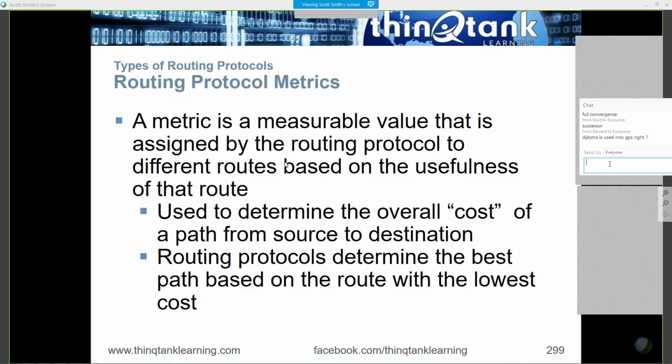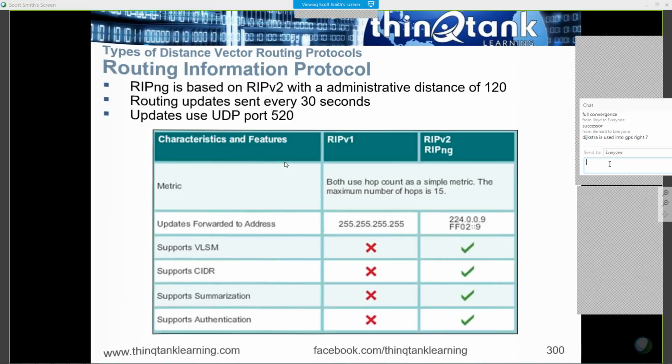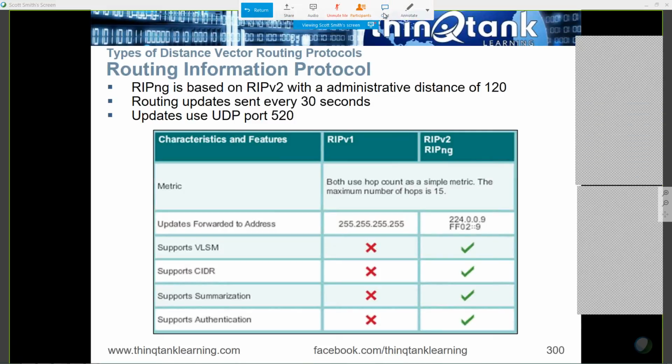All right, so let's wrap up this chapter by breaking down individual protocols. I'm going to point out several different components of each of these protocols. You are going to have to know this for the exams. RIP next generation, that is the V6 version of RIP. It's based on RIP version 2. RIP has an administrative distance of 120. Routing updates are sent every 30 seconds.